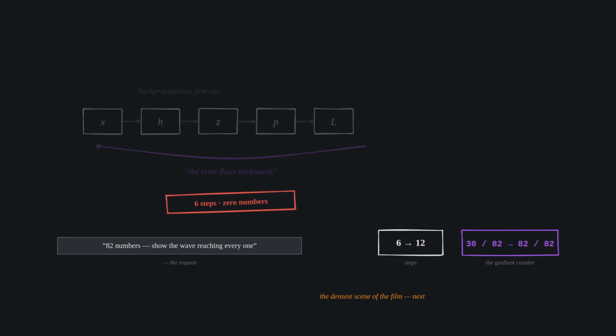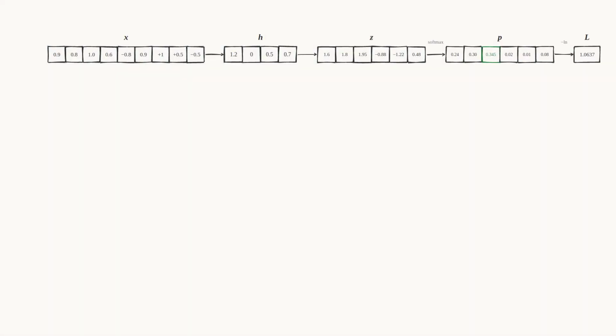The scene grew from 6 steps to 12. Value cells on top, blue parameter grids below, and a purple wave that fills a counter as it goes. 30 of 82. 70. 82 of 82. It became the densest scene of the whole film, and honestly, it was worth every pixel. Here it is, uncut. Look at the paths from different knobs to the readout.